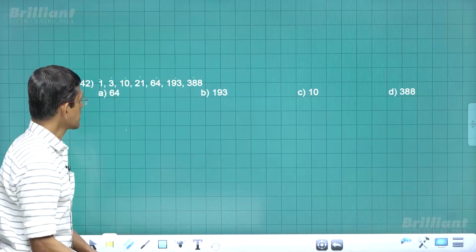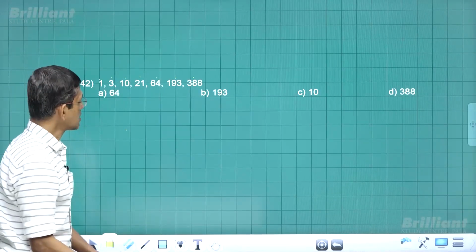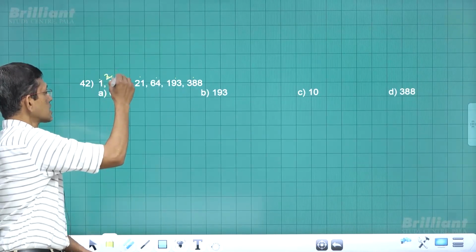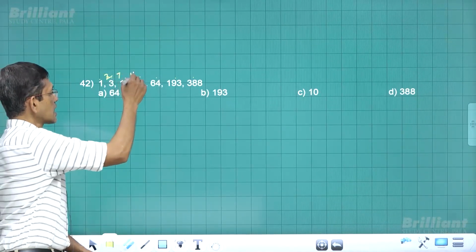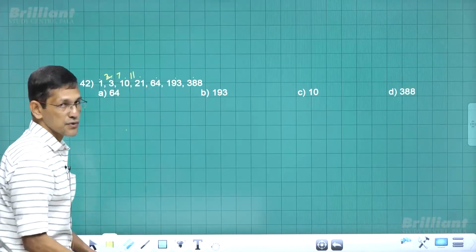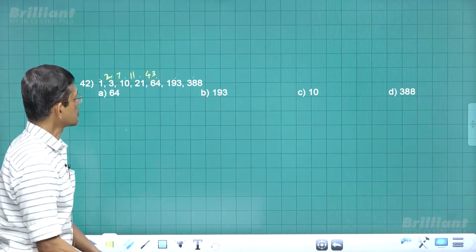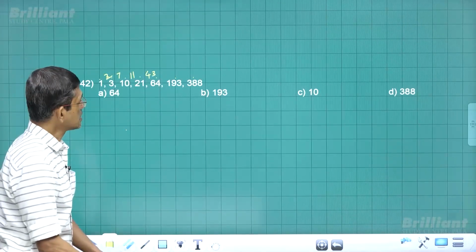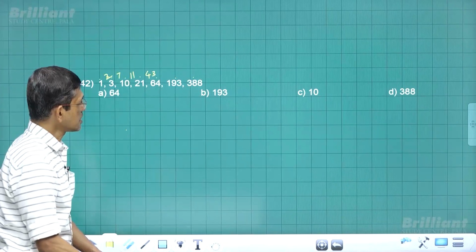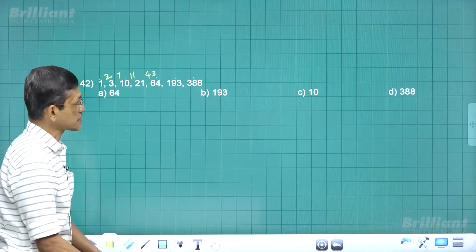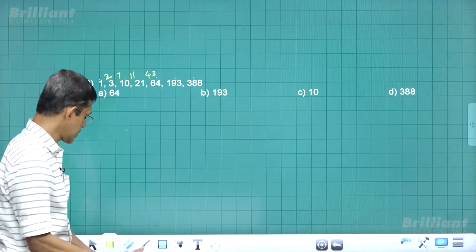1 plus 2 is 3. 3 plus 7 is 10. 10 plus 11 is 21. Okay, so differences are what? 2 is the difference. Then the next difference is 7. Next is 11. And 21 and 64, that difference is what? 43. So 2, 7, 11, 43. Then 64 and 193, that difference is 130. Actually, it's 129. But it doesn't work. We don't get a pattern.